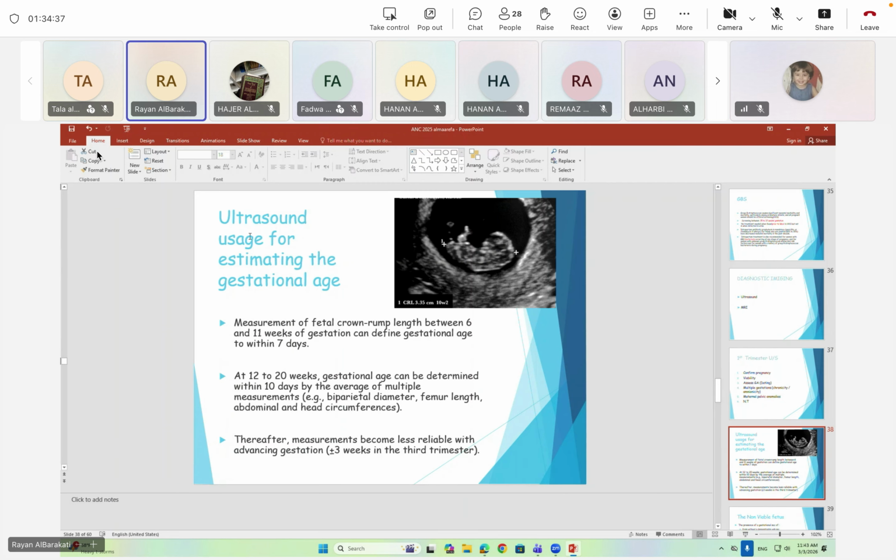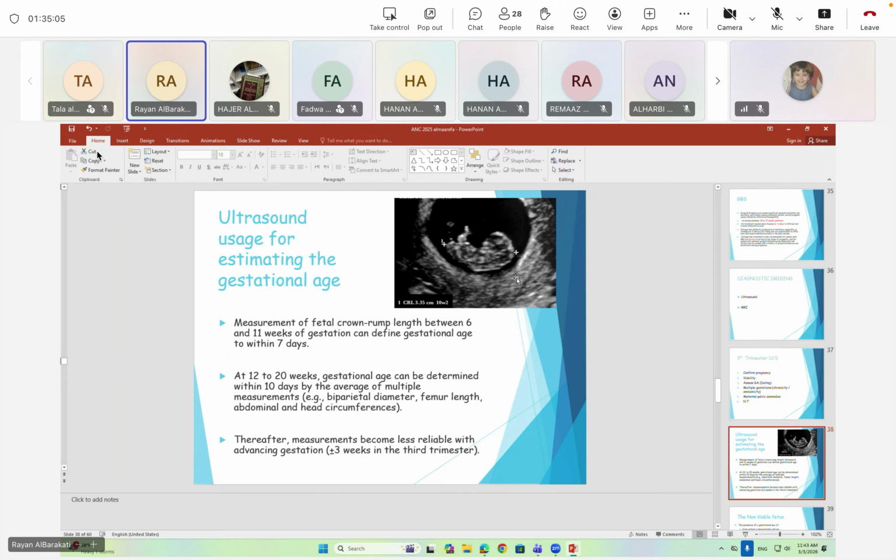How will we be using the ultrasound for estimating the gestational age? The measurement of the fetal crown rump length between 6 and 11 weeks of gestation can define gestational age to an estimation within maximum 7 days difference. So it is very accurate. If you want to confirm the gestational age, we use the crown rump length.